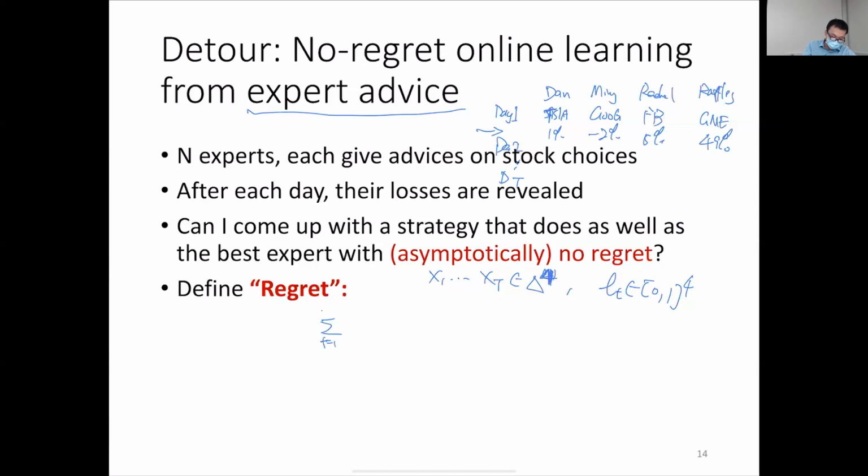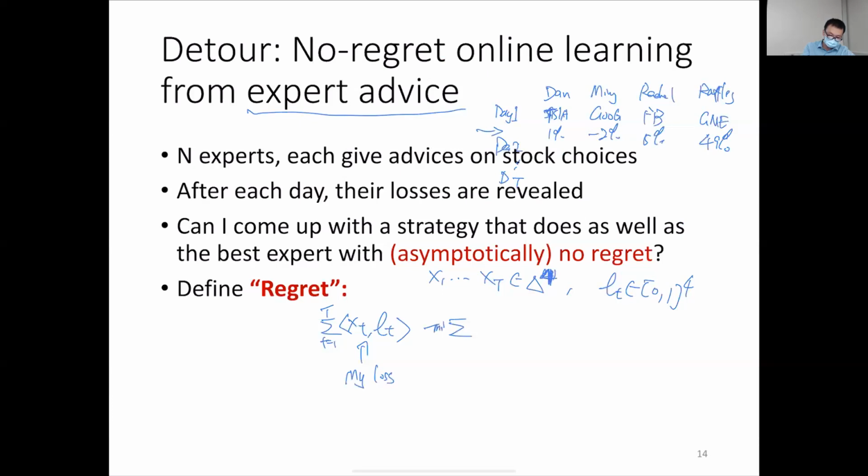the sum from day 1 to day T of my choice inner product with a loss, and this is my cumulative loss. Now I'm comparing that with the best expert in hindsight.